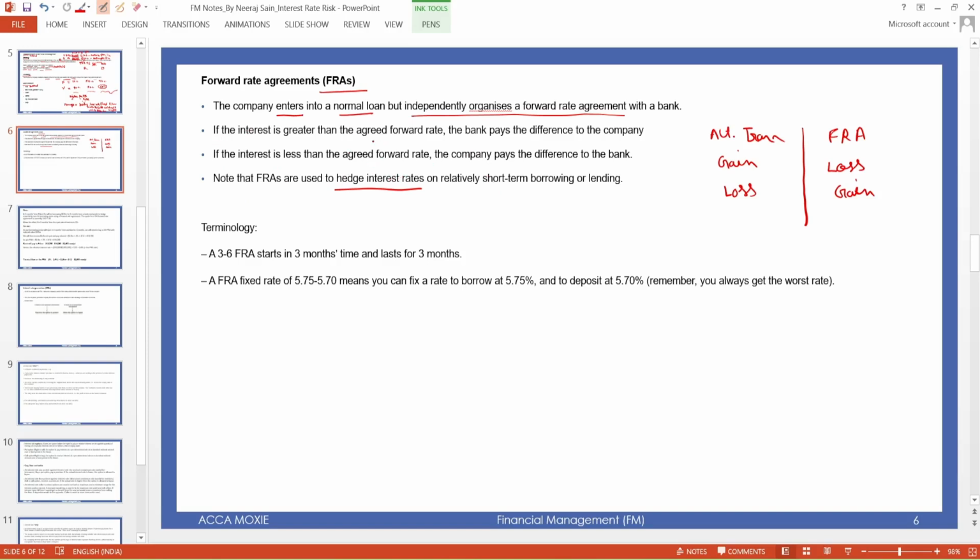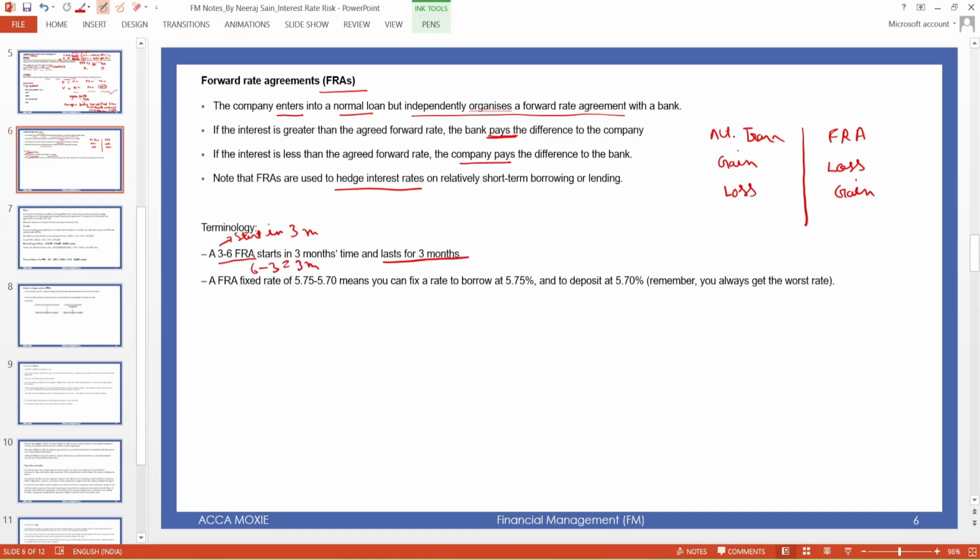Depending on the interest rate versus the agreed forward rate, either the bank pays the difference or the company pays the difference. I will explain this when we do the question, so don't worry too much. This is a very important topic in this chapter, and generally numerical questions are asked. Let's understand some terminology first. A 3 to 6 month forward rate agreement means it starts in 3 months and lasts for 3 months.